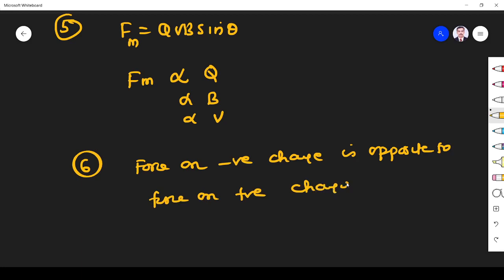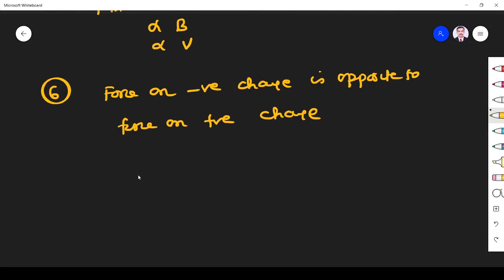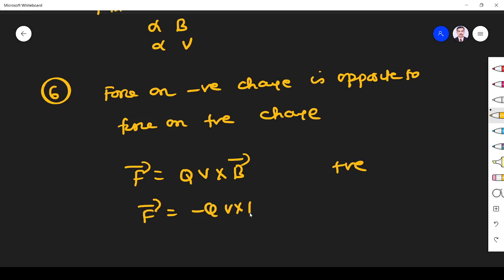What's that? We know that F is equal to qvB. For a positive charge, it is simply plus. For a negative charge, it is minus qvB. So what is the symbol? This is plus, this is minus, so the force on a positive charge is exactly opposite to the force on a negative charge. Very, very, very important conclusion.